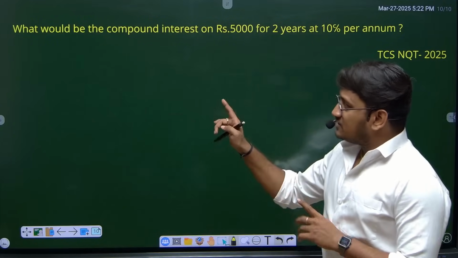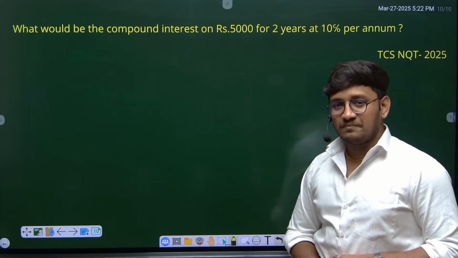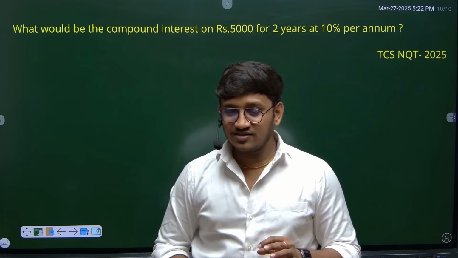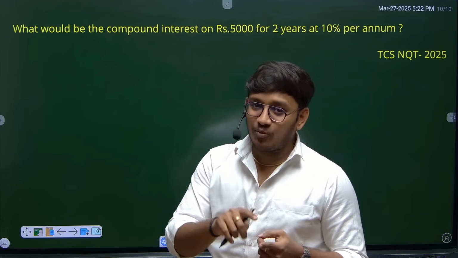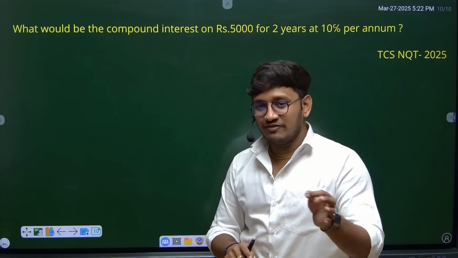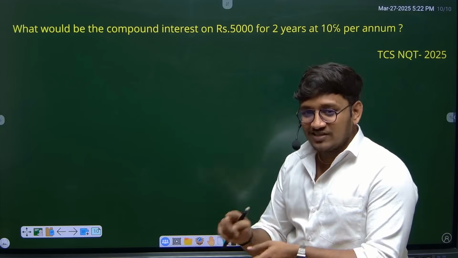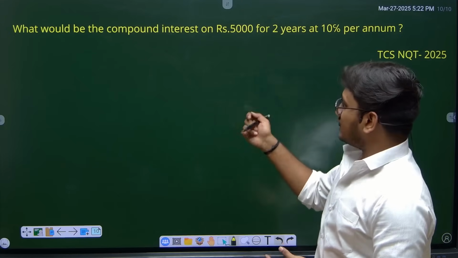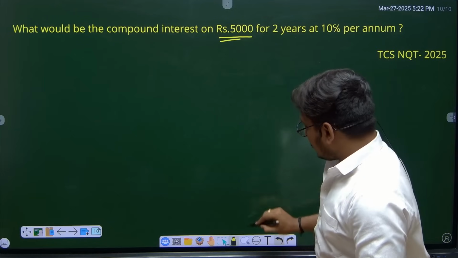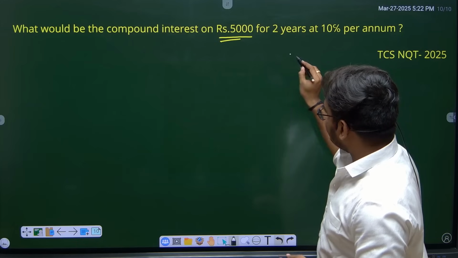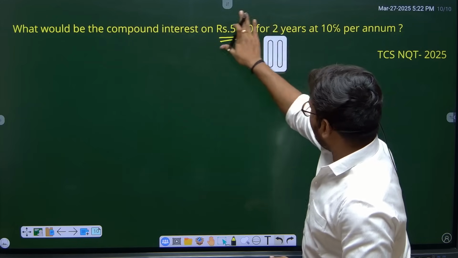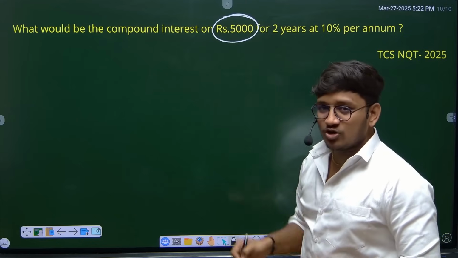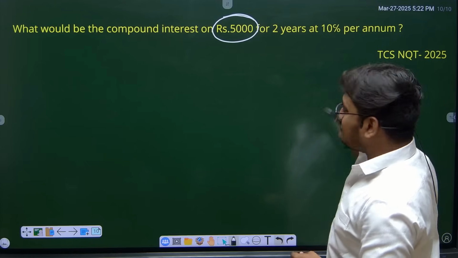Okay, so here again the question is from compound interest. In the last video we discussed a question from compound interest, but that question is based on compounded half yearly, which was given on 25th March, but on 26th March, an easy question is given from compound interest. Now what is the question actually? Here the question is, what would be the compound interest on 5,000 rupees for 2 years, 10% per annum?